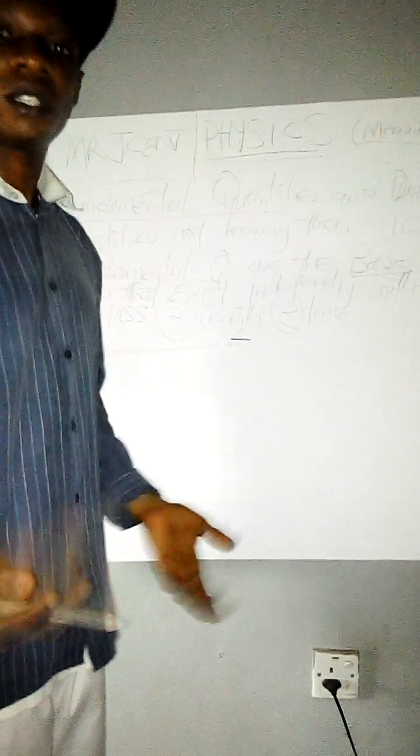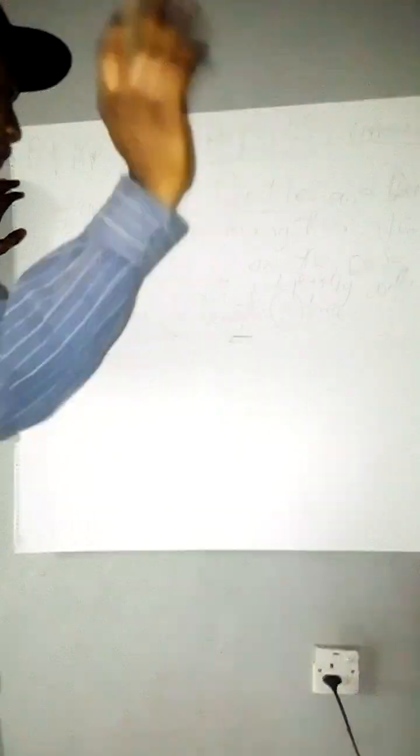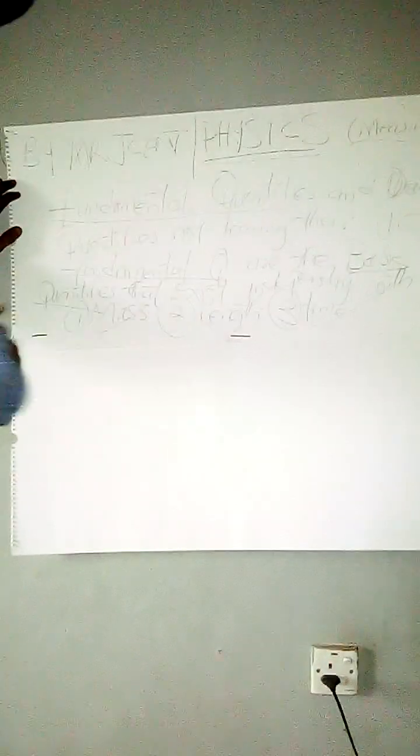We have luminous intensity, we have electric current. But at this level in physics, we'll be dealing with just three of them: mass, length, and time. These are the basic quantities that cannot be derived. They just exist independently. They are the basis of all measurements. So from this, we can derive some other quantities, the derived quantities. Are you seeing now?